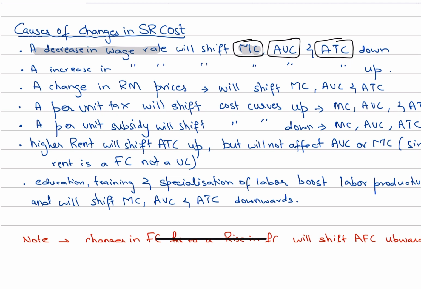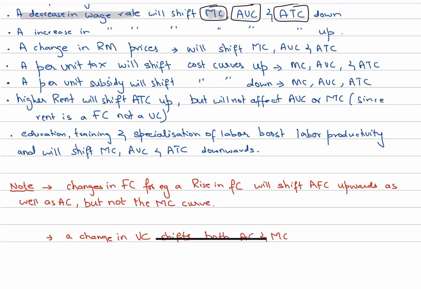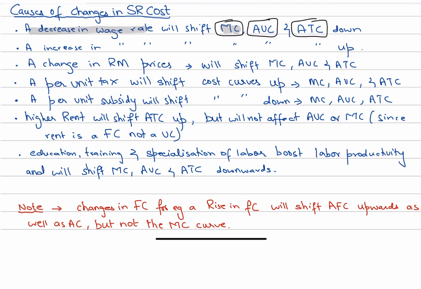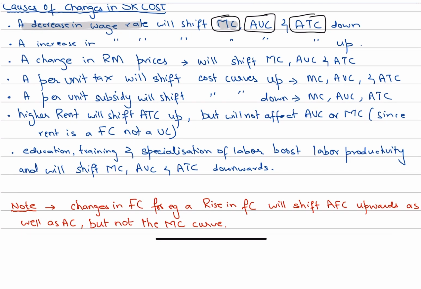Similarly, an increase in the wage rate will cause an upward shift in your marginal cost curve, average variable cost curve, and average total cost curve. Similarly, when raw material prices change, it will shift your marginal cost, average variable cost, and average total cost curves up or down depending on the direction the raw material prices are going. And if, because of indirect taxes, a per unit or specific tax is imposed, it will shift your cost curves upwards, because it increases the cost of production. So the marginal cost curve, average variable cost curve and average total cost curve will all shift upwards.